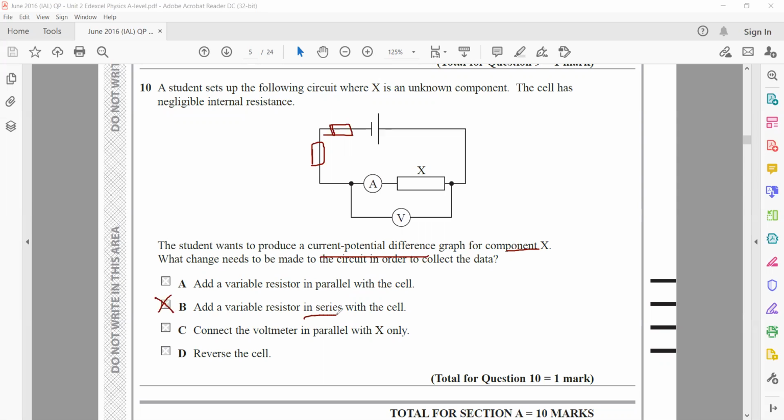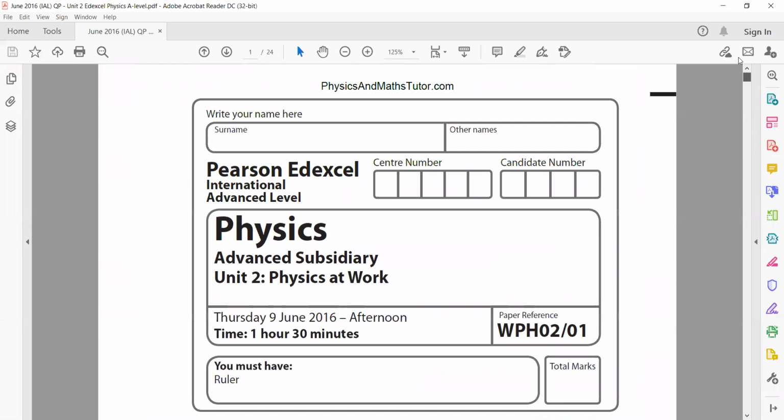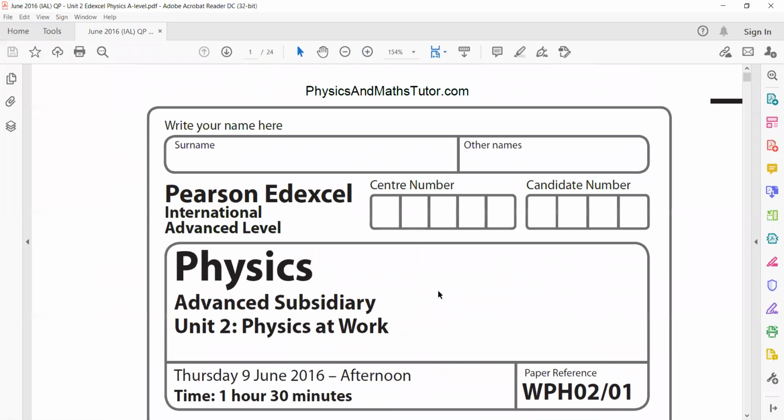So add a variable resistance in series so that we can change the voltage and current and plot a graph from the set of results. So this was Unit 2 of IAL Physics, June 2016.